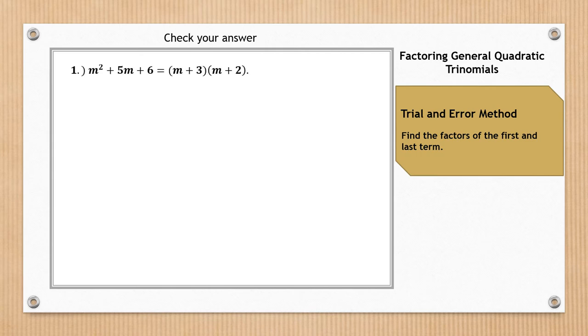Since nasolve na natin, m squared plus 5m plus 6 is equal to, ang factor niya is m plus 3, m plus 2. So, to check, you write down the factors and you apply the distributive property or yung FOIL method. Okay? To check and to verify if you got the correct factors.